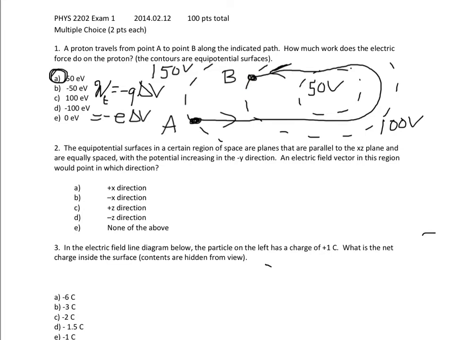Also, you can think about it. The proton starts at 150 and ends at 100. So remember, the electric field generally points downhill. So the electric field is generally pointing in that direction. Were the proton to move straight in that direction, it would be pushed along by the electric field, gaining speed. That implies that it must be doing positive work, and that sets the sign.